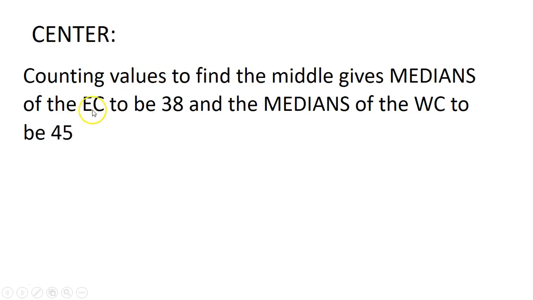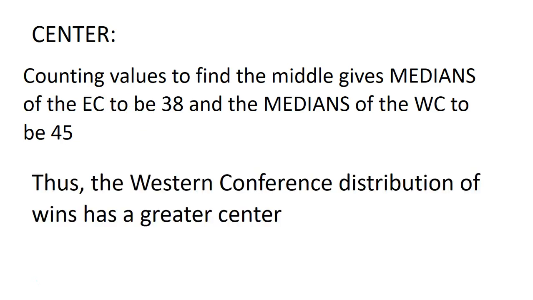Didn't have many in that lower end. Center, right? Counting values to find the middle gives the median of the Eastern Conference to be around 38, and the median of the Western Conference to be 45.